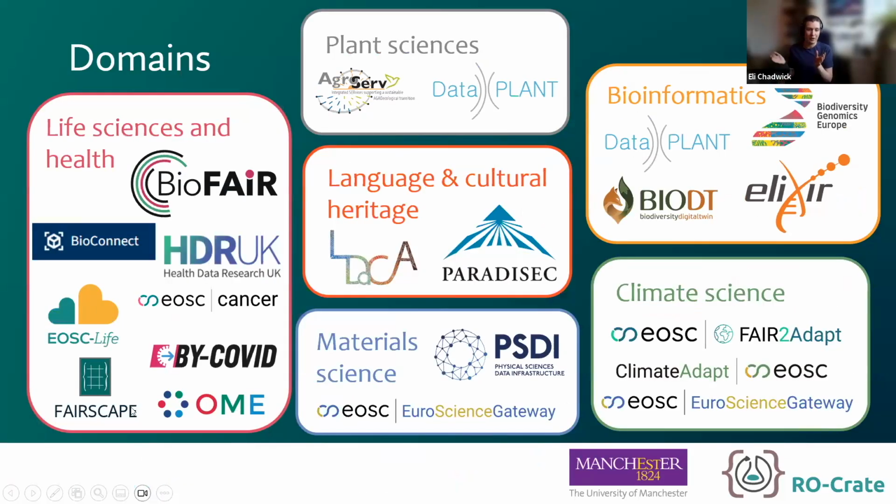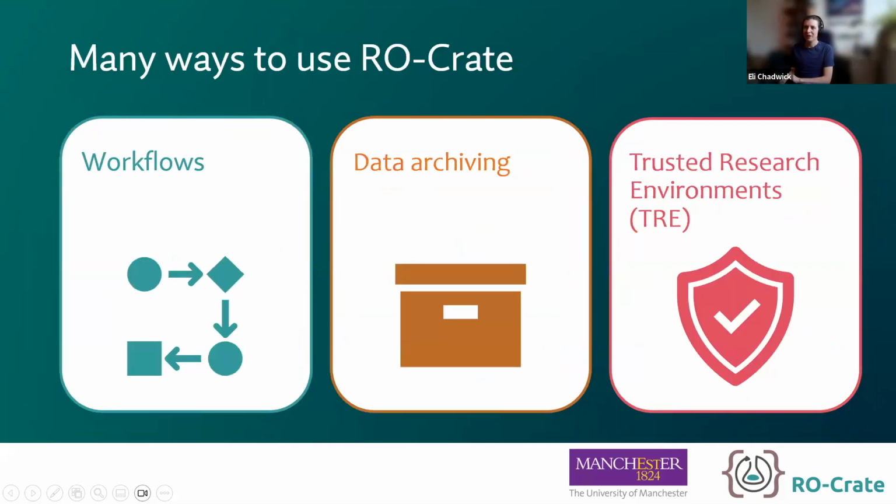And so, yeah, there are a lot of different domains where RO-crate is used. Some of the biggest ones are life sciences, health, and bioinformatics, but there's also users in plant sciences, material science, language and cultural heritage, climate science. And all of these push RO-crate in different directions, and there's lots of interesting stuff happening in all the different domains. And I'm going to highlight, in any domain, there are many ways to use RO-crate, and I'm going to highlight three of those main ones and then tie them to specific applications. So we have workflows, data archiving, and trusted research environments.